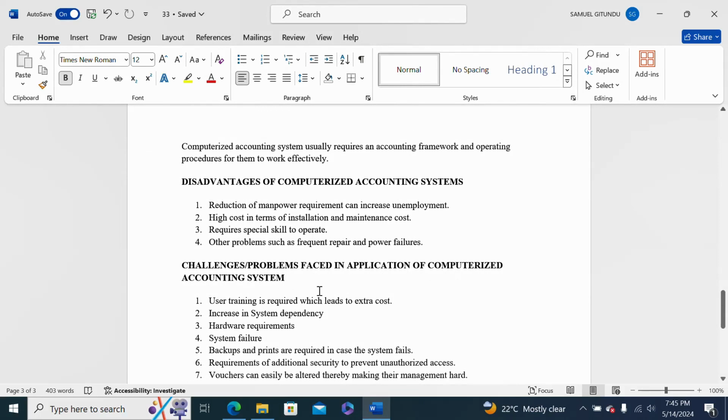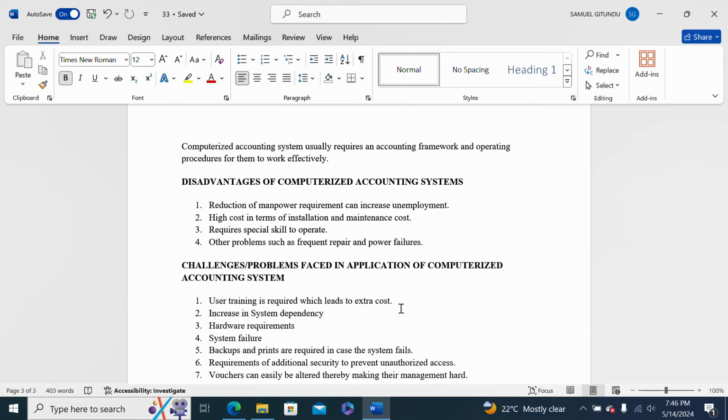And finally, we go to the final objective, which is challenges or problems faced in application of computerized accounting system. An organization or a business wants to use computerized accounting system. So what are the challenges that they can face in an attempt to apply it? The first challenge is user training is required, which leads to extra cost. If an organization needs to use this computerized accounting system, then they must train employees on how to use it, and that is a challenge that they face.